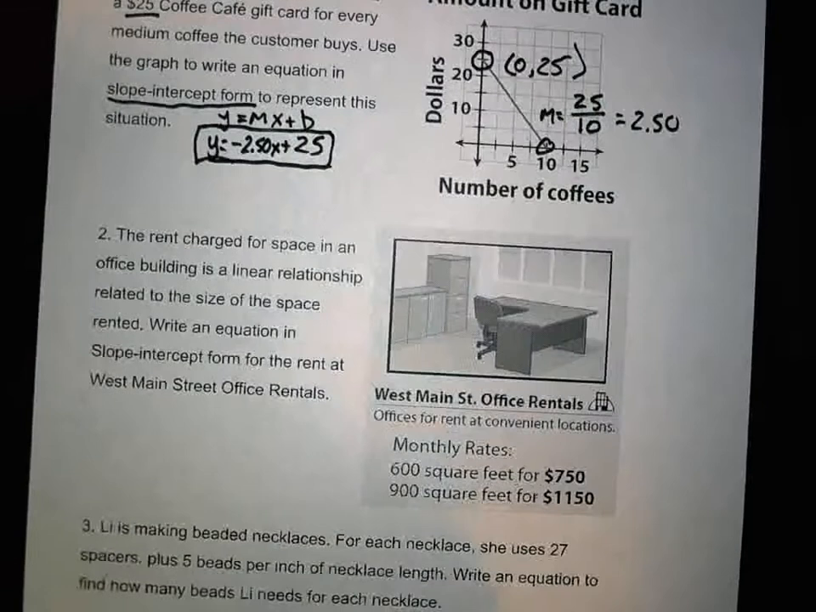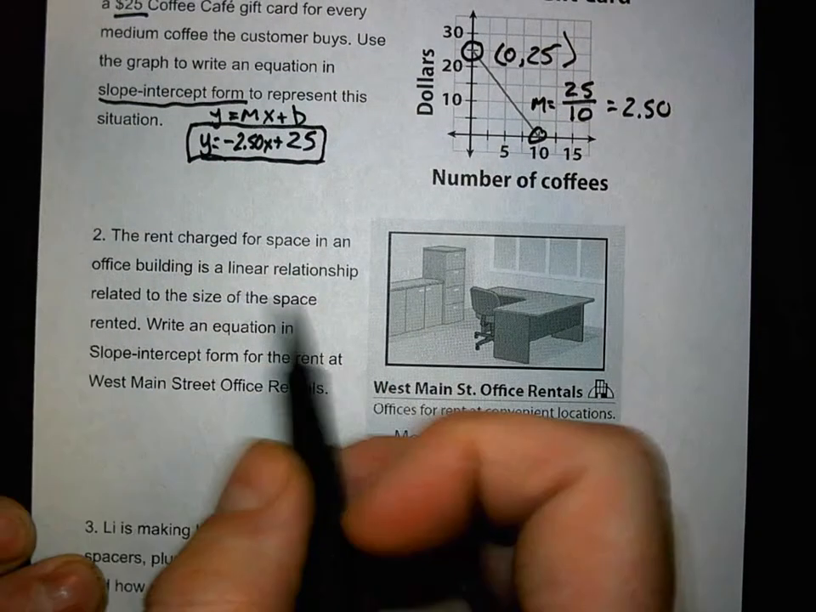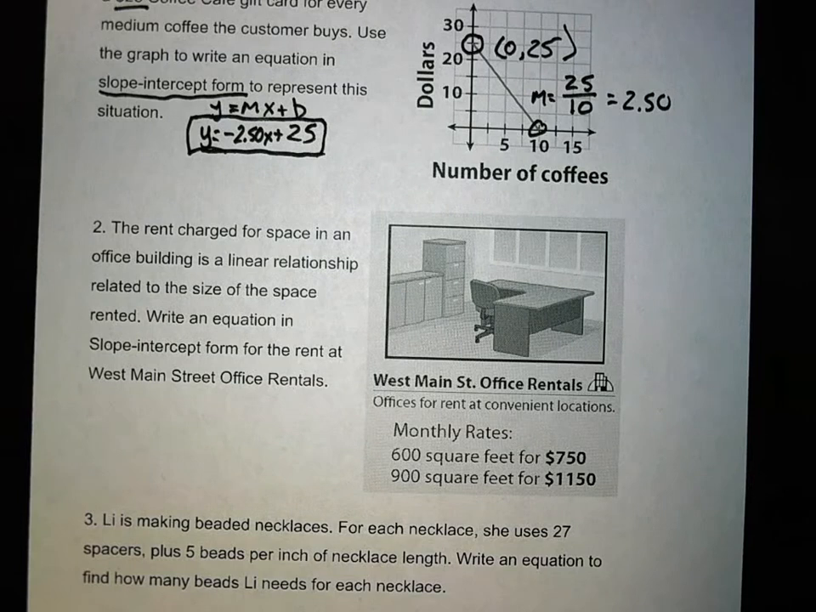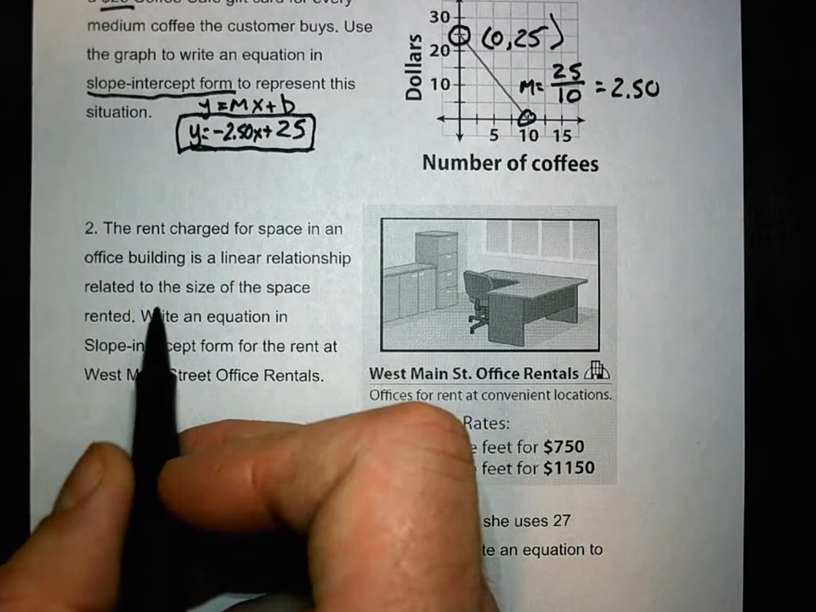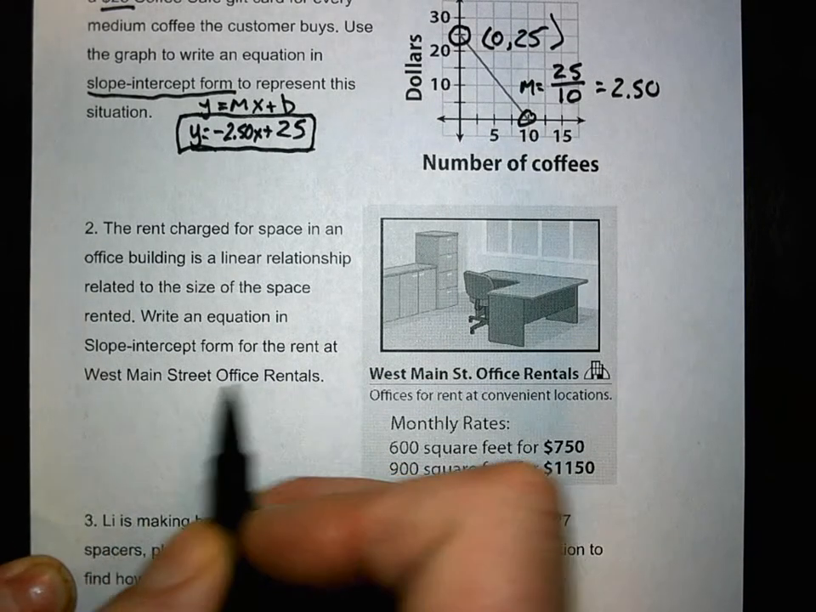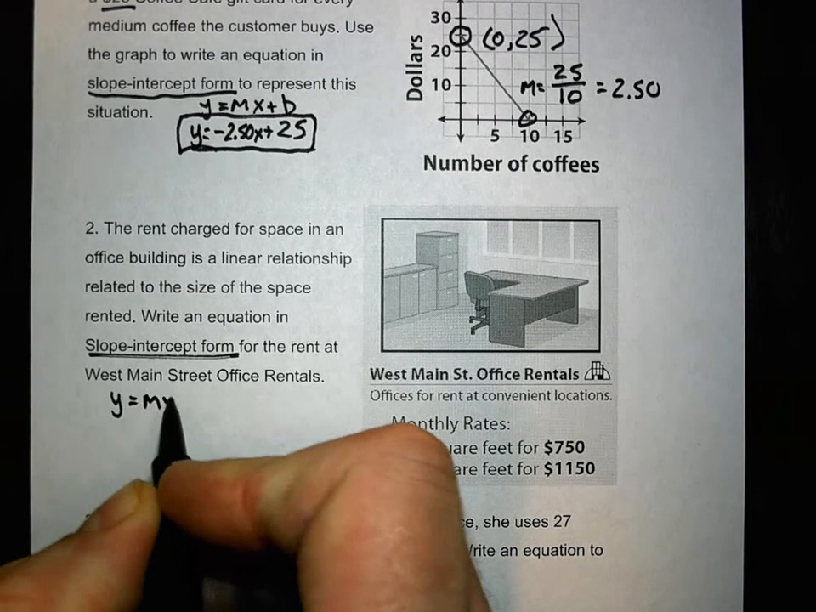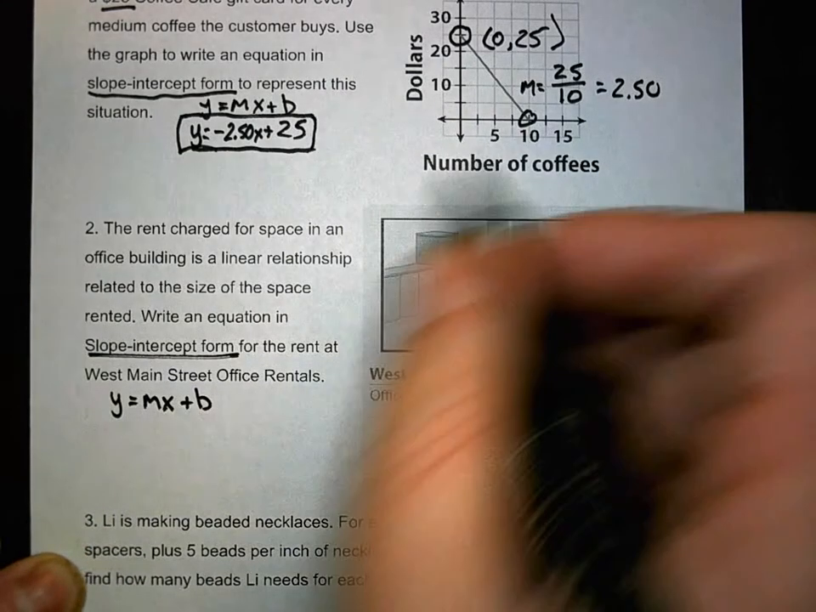Let's look at this. We've got a building. They charge for space in this office building. It's a linear relationship. So that tells us it definitely is an equation, right? We're definitely in one of the two equations. Relate to the size of the space rented. Write an equation in slope-intercept form. Well, that tells us we're doing y equals mx plus b for the rent at the West Main Street office rentals.